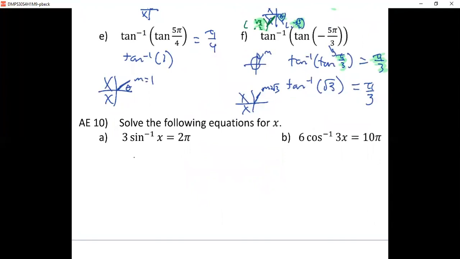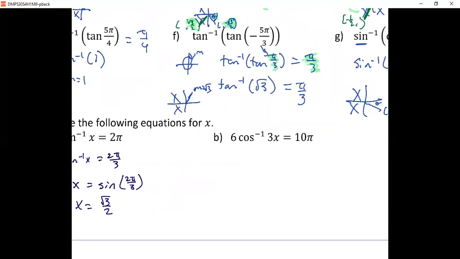Now for these, solving is sort of straightforward. Solve by first dividing by 3. Now I will take the sine of both sides. And by taking the sine of both sides, the sine of 2 pi over 3, we know is going to be the square root of 3 over 2. So that is our answer.